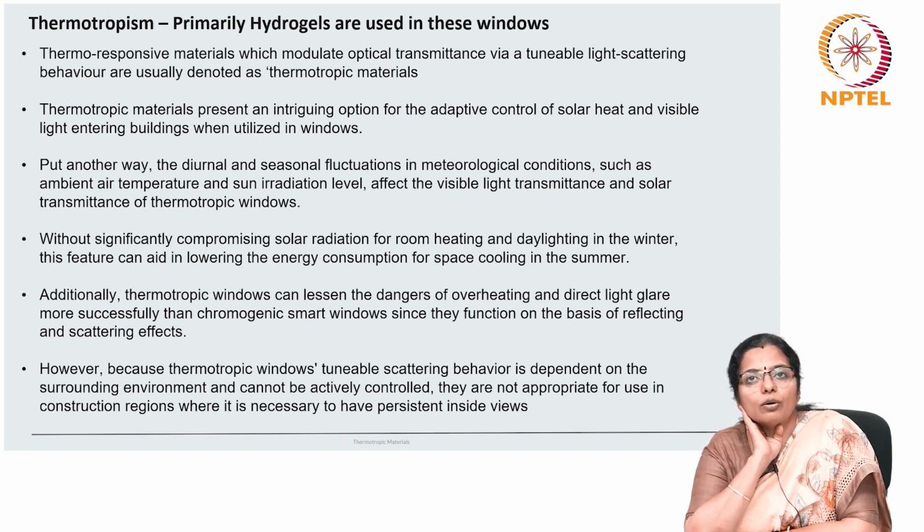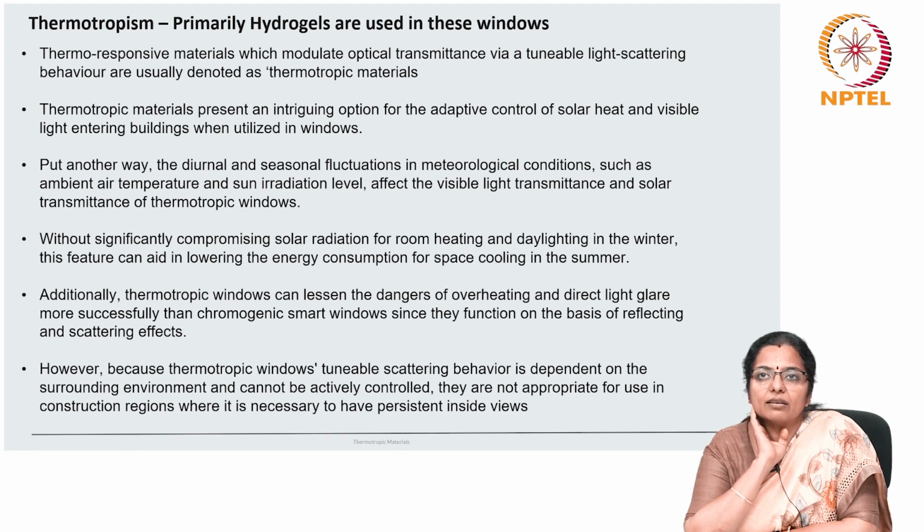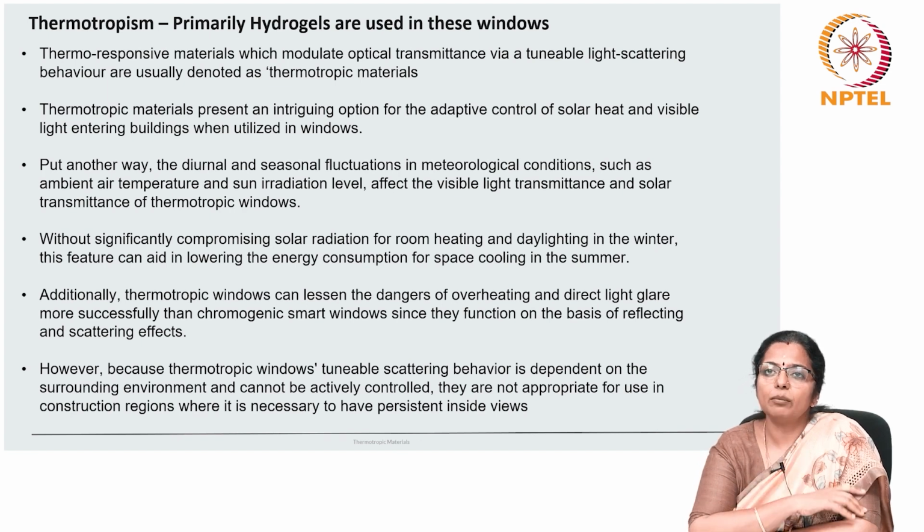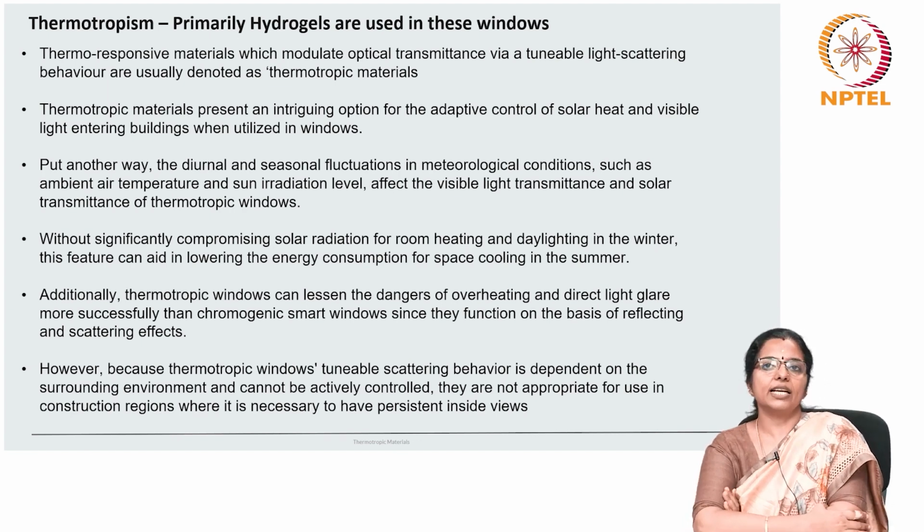So, thermoresponsive materials which modulate optical transmittance via a tunable light scattering behavior are denoted as thermotropic materials. Thermotropic materials present an intriguing option for the adaptive control of solar heat and visible light entering buildings when utilized in windows.